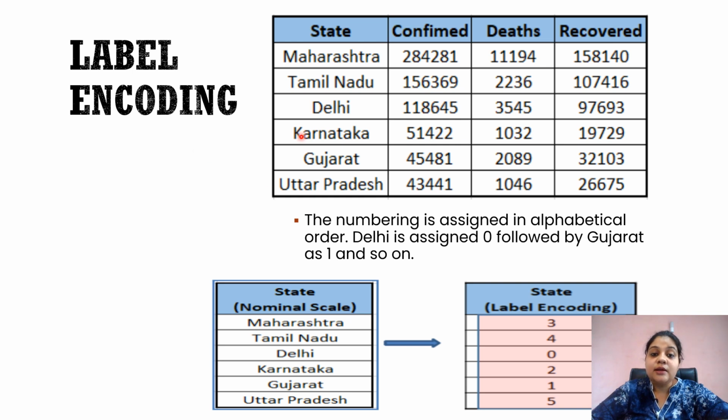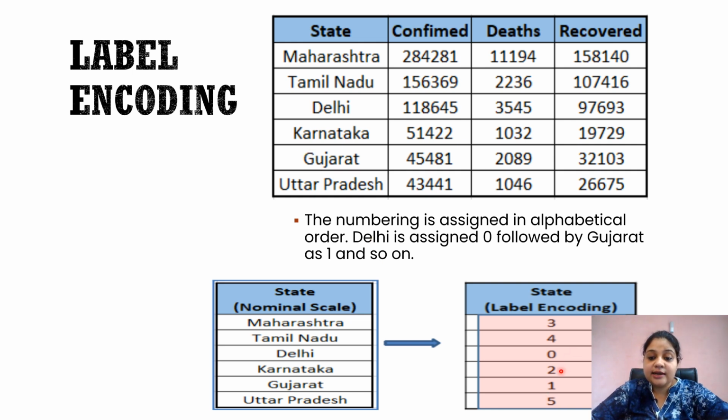In this example, we will take the first alphabetical character of our state and then we will assign the value to it. So let's say the first alphabetical character is D from A to Z. So I will assign Delhi a value of 0. Next alphabetical character is G. So Gujarat will get a value 1. Next alphabetical character is Karnataka K.